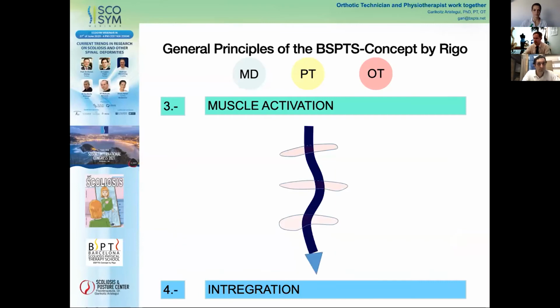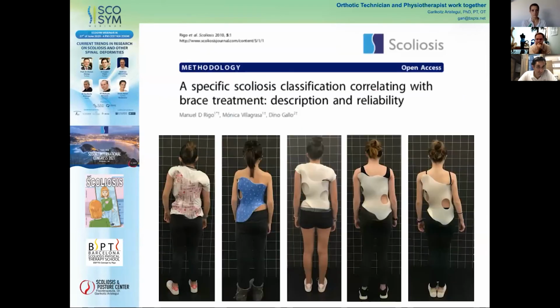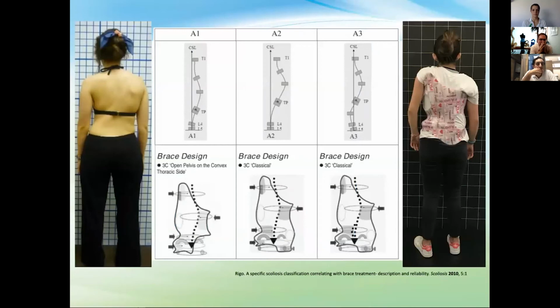Okay, and what is the idea? The idea is to start working to do this, not only with muscle activation, but also with the brace, coming from here to here, from here to here. Okay, having as a reference Dr. Rigo's article that he published in 2010, here you have the different pictures, and it's also very important to have the radiological criteria to define. Remember that we are not only speaking of the clinical criteria, we are putting together clinical and radiological, for what? To define what is the brace that we are going to do.